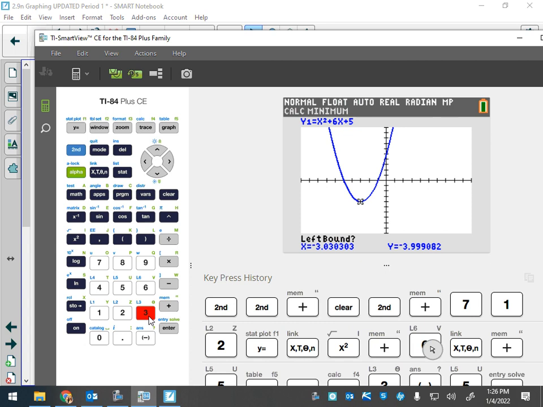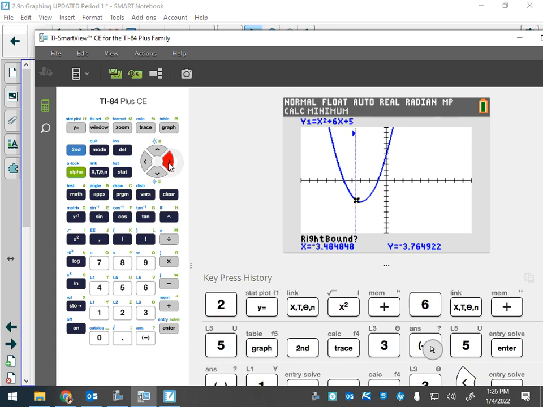Okay, the other way is, which some of you know already, if I go to second trace, number 3 minimum, and it says left bound. So I'm going to slightly move my cursor to the left of that minimum. I'm going to hit enter. Then it says the right. I'm going to move my cursor to the right. I'm going to hit enter. Then it says guess. I'm going to hit enter. And it gives me the same thing.